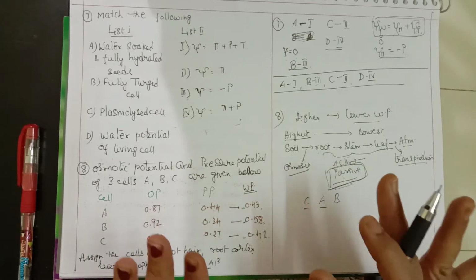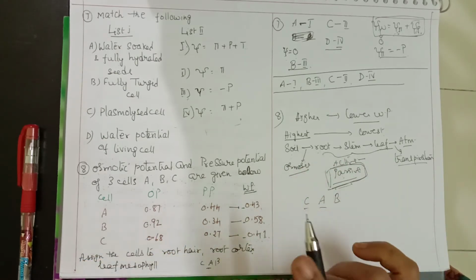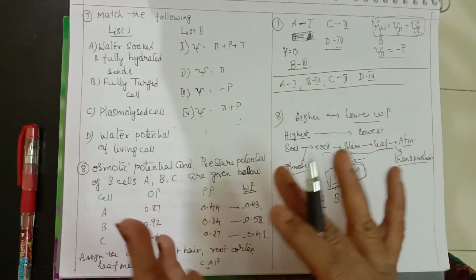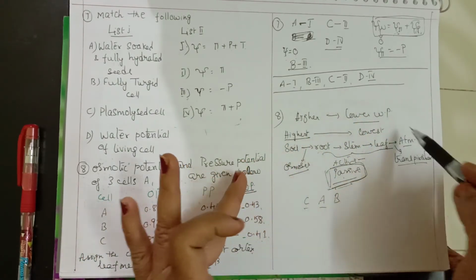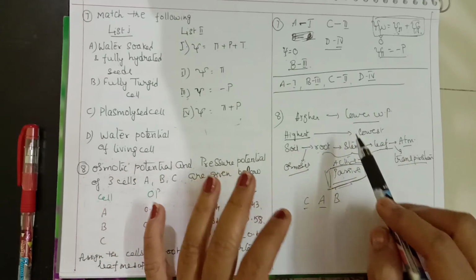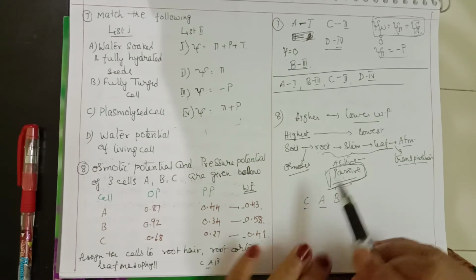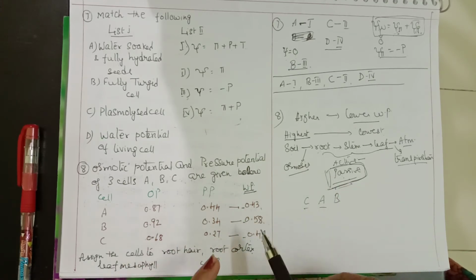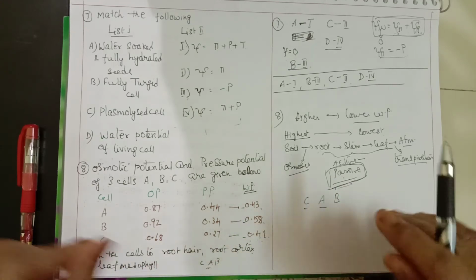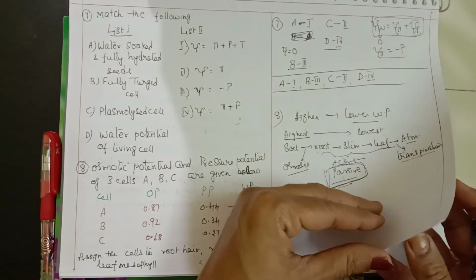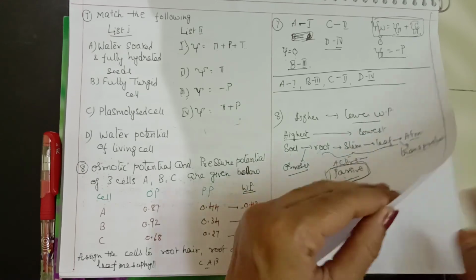So this is one type of question which was asked previously, children. Here two important concepts are involved: how the absorption of water takes place based on water potential, how movement of water takes place based on water potential, and the direction of water movement based on water potential. Now going to the next question.